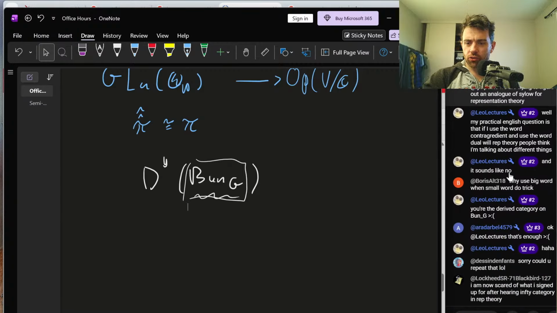Practical English question is then, if you use the word contragradient and use the word dual, will rep theory people think you're talking about different things? Probably not. They'll probably know what you're talking about.